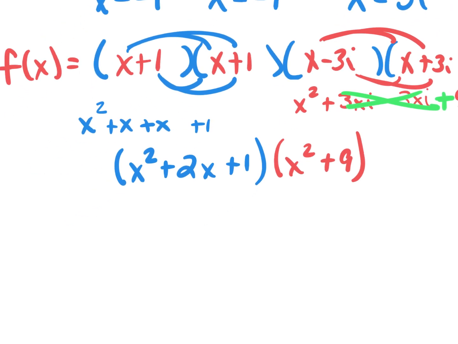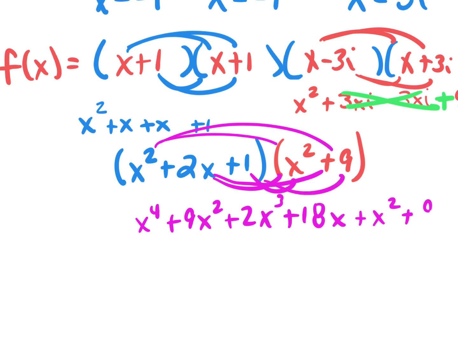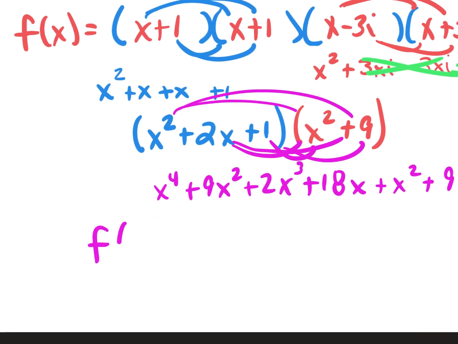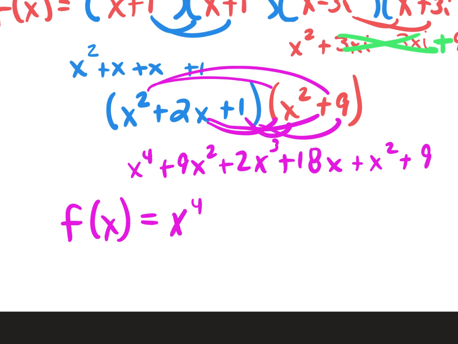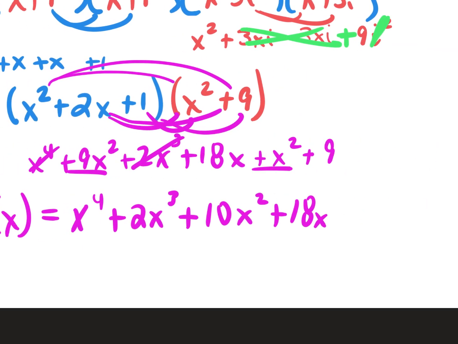And then now you just FOIL again. So x squared and x squared is x to the 4th. x squared and 9 is 9x squared. 2x and x squared is 2x cubed. 2x and 9 is 18x. 1 and x squared is plus x squared. And 1 and 9 is plus 9, right? Yes, you guys agree? So your answer should start off with f of x, g of x, h of x. You're writing a polynomial function. And then combine like terms. So you have x to the 4th plus 2x cubed plus 10x squared, because you have a 9x squared and a 1x squared, plus 18x, plus 9.